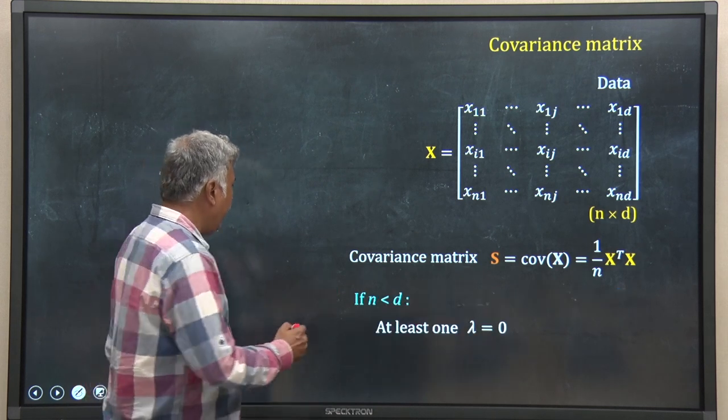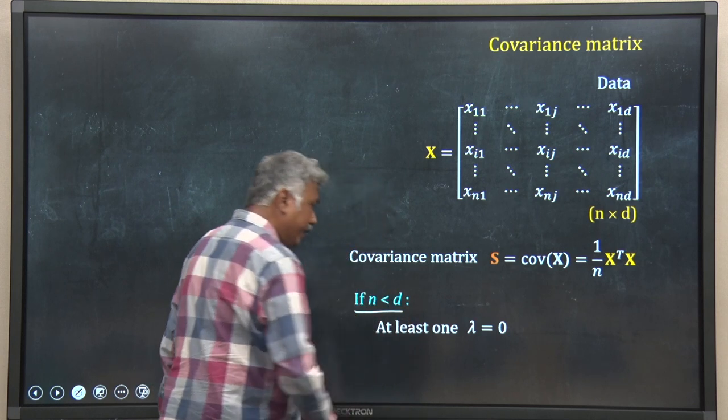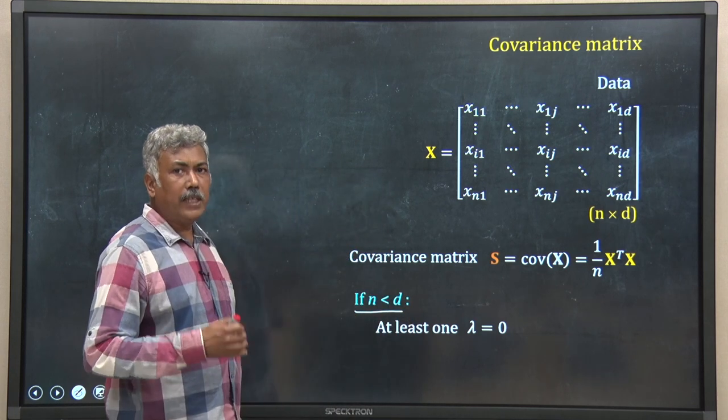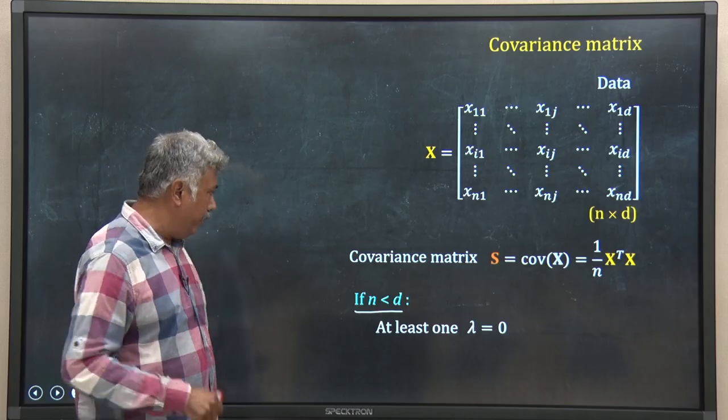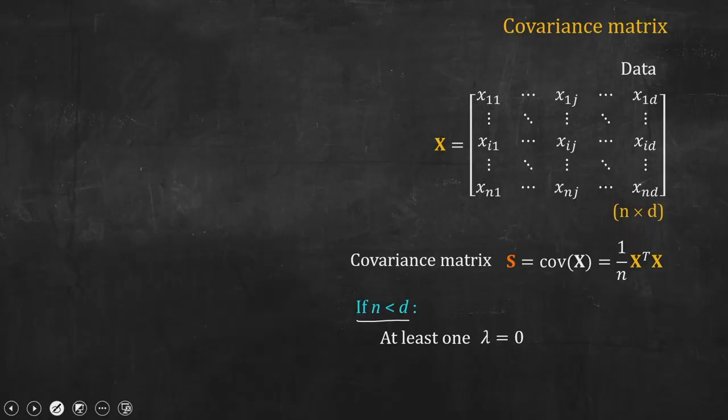But if n is not greater than d, if it is less than d, when the number of samples is less than the number of variables, in that case, one important issue is there: at least one of the eigenvalues will be 0.